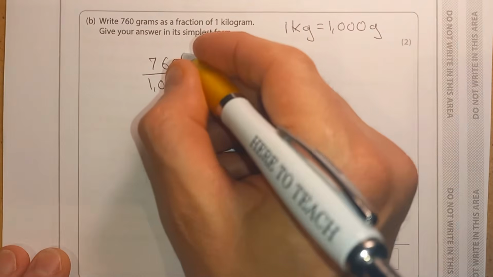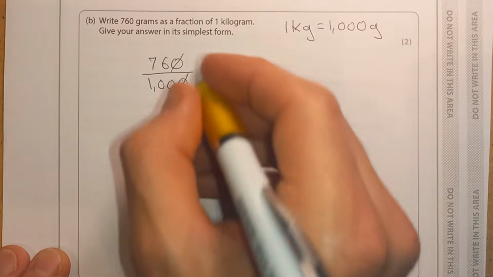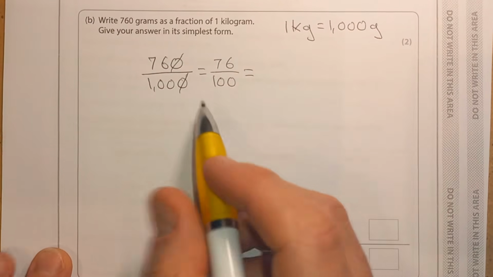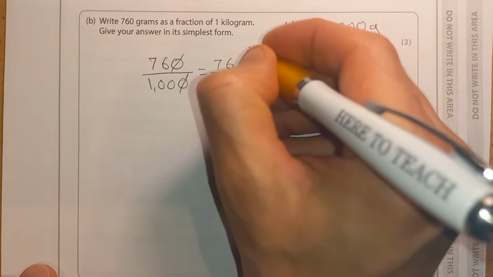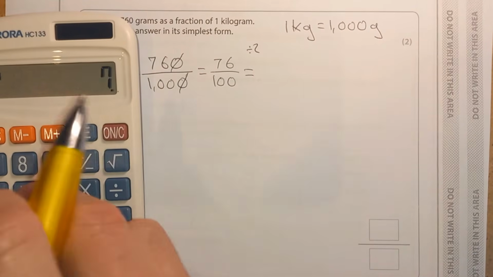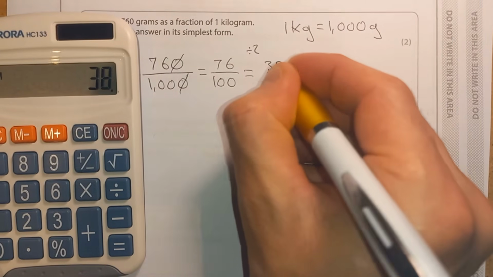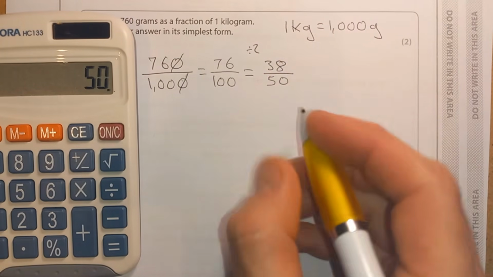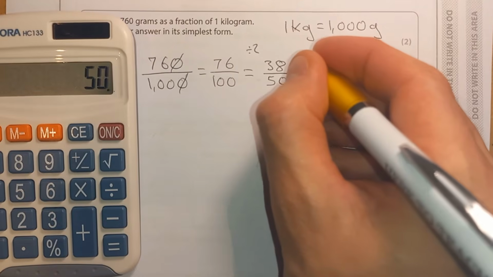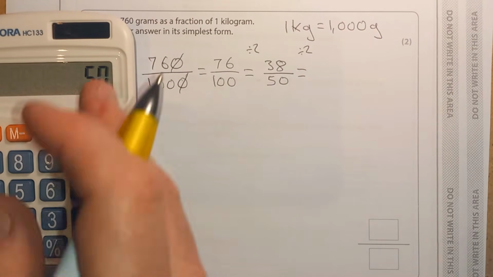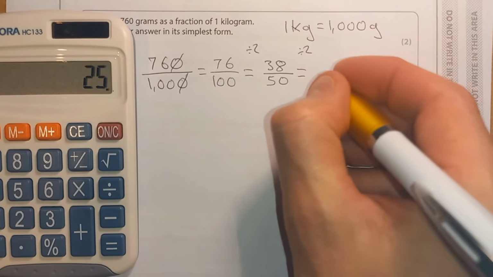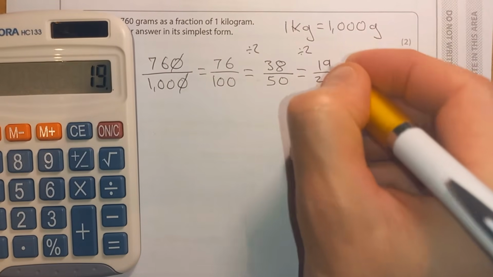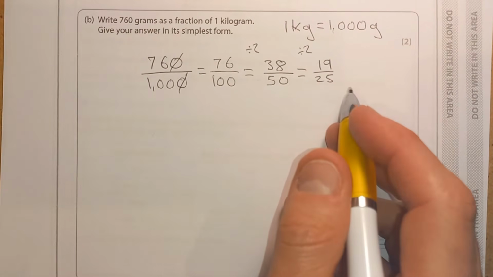Well, we can cancel a 0 on top and bottom. So in other words, we've got 76 over 100. These are both even numbers, so let's divide them both by 2. Well, 76 divided by 2 is 38, and 100 divided by 2 is 50. Well, they're still both even numbers, so let's divide by 2 again. Well, we've already got 50 there, so let's divide the 50 by 2. 25, and 38 divided by 2 is 19.